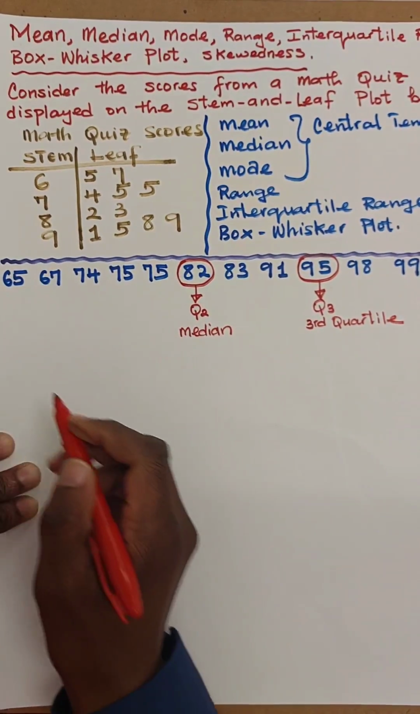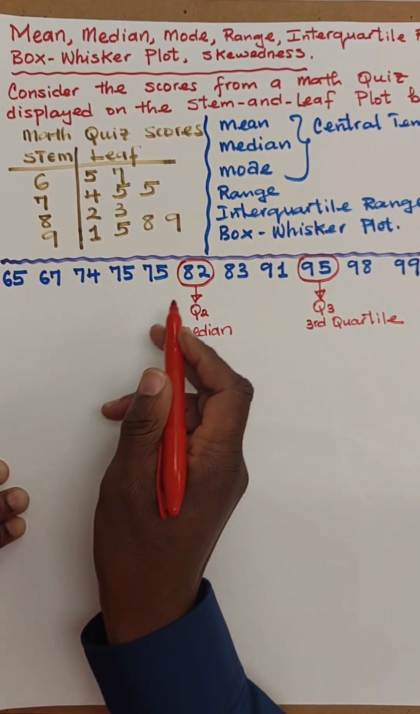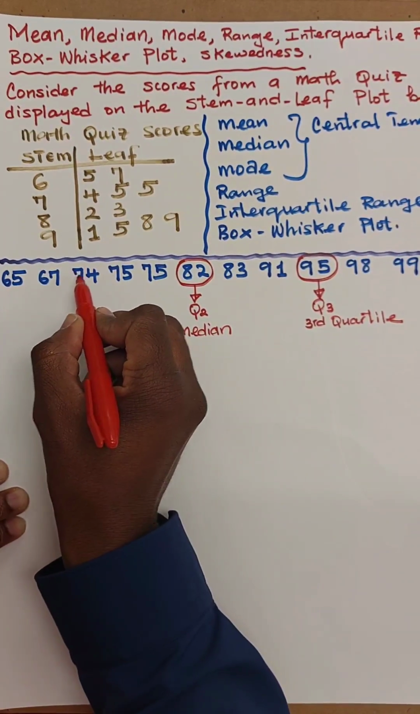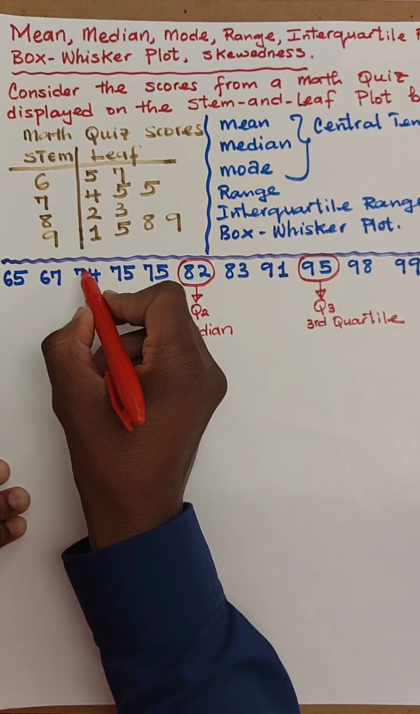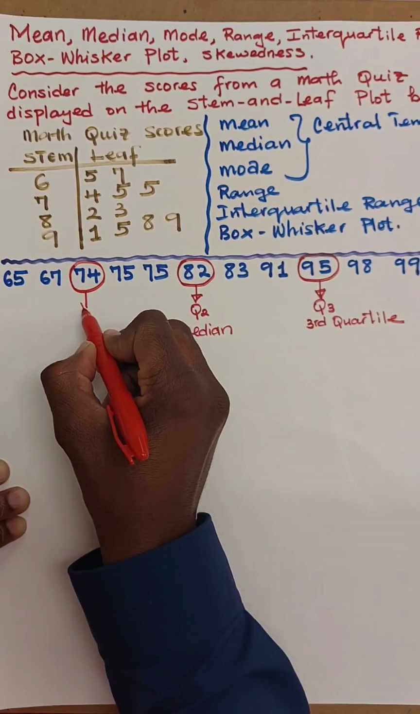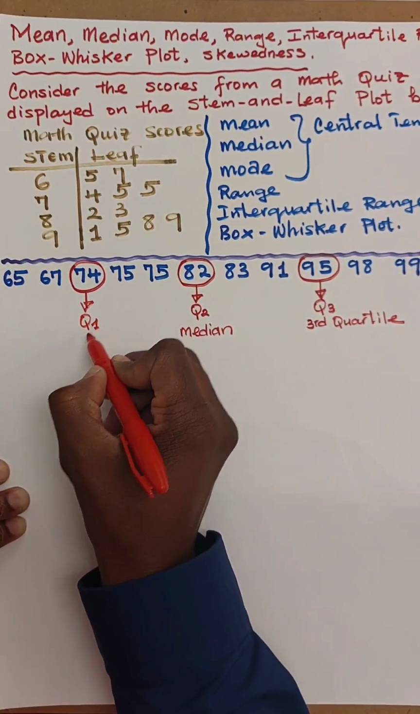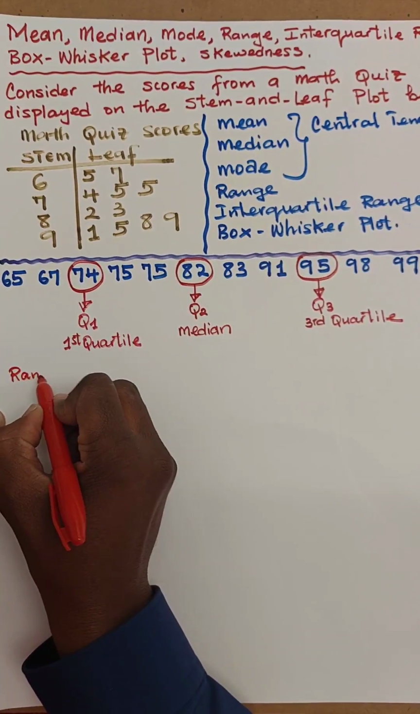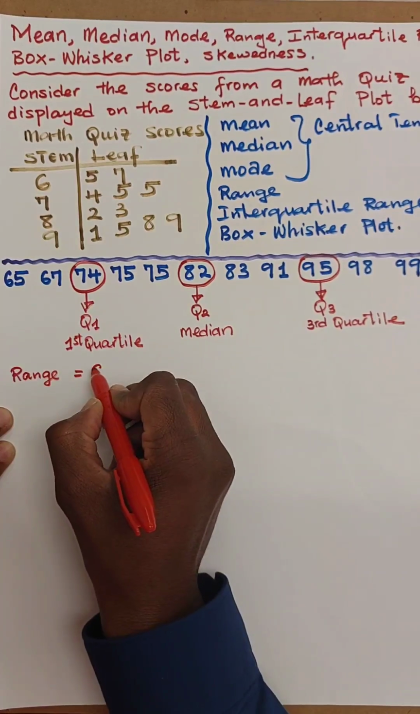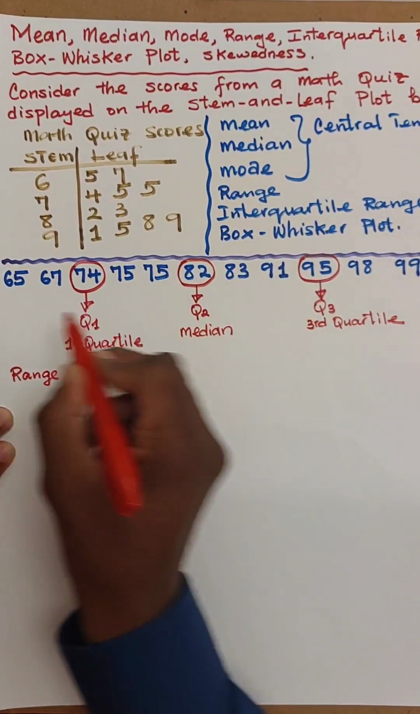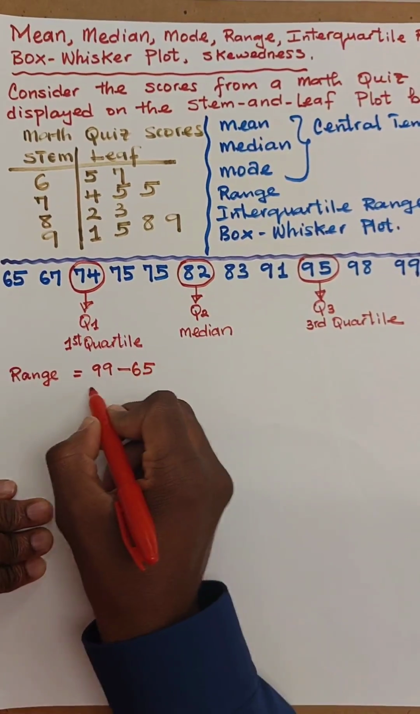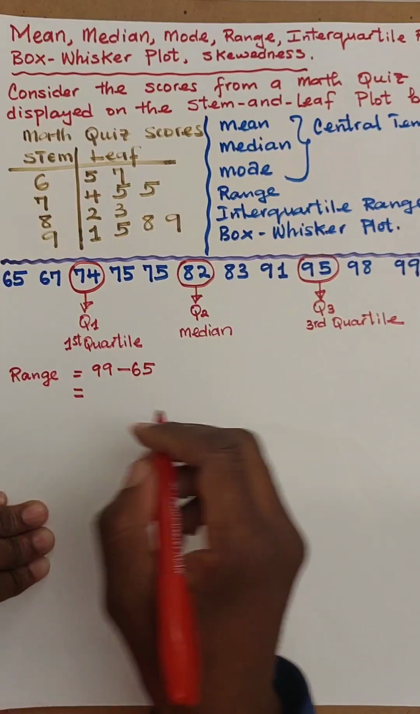All right, same thing on the left of this data right down here, we have numbers that are less than the middle number. And the middle number of these numbers that are on the left here, which is 74, is called Q1 or the first quartile. The range of this data is simply the largest value, which is 99, minus the smallest value. The range is 99 minus 65, and the range equals 34.